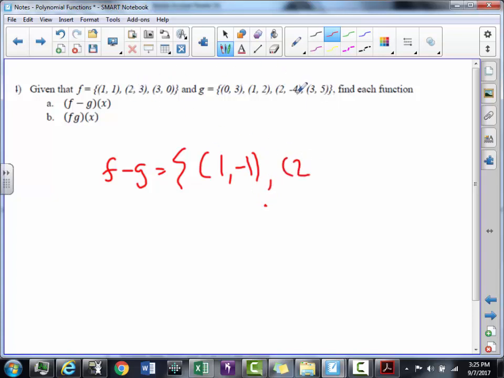2 also can give negative 4. When you subtract them, what do you get?